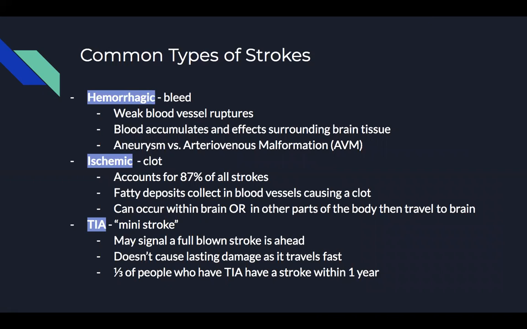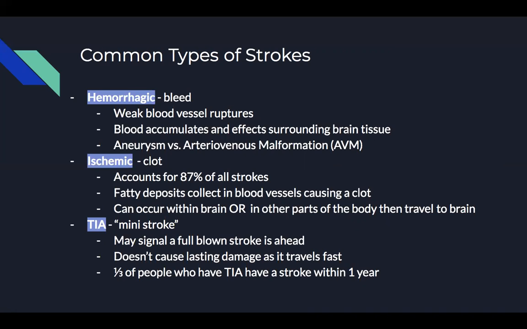Some causes for this can be high blood pressure and blood thinners, and typically it develops around 40 years of age if you have an aneurysm. And ischemic, that's going to be a clot. This accounts for the majority of strokes, about 87%. This is when fatty deposits collect in blood vessels, causing a clot. And they can occur within the brain or travel to the brain from other parts of the body.